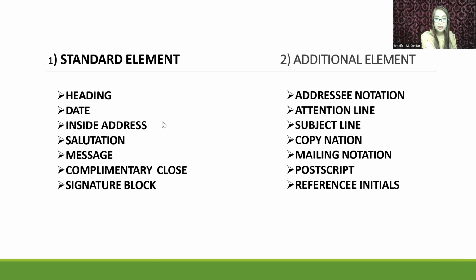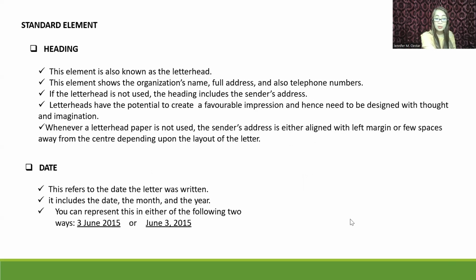We have the standard elements, including the heading, the date, the inside address, the salutation, the message, the complimentary close, as well as the signature block. This is the one that I discussed with you last time, wherein you have to include all of these parts when you write the letter of application. Then we have the additional or optional elements: the address notation, attention line, subject line, captions, mailing notation, postscript, and the reference initials. We will also have these in detail, one by one, with their definitions.